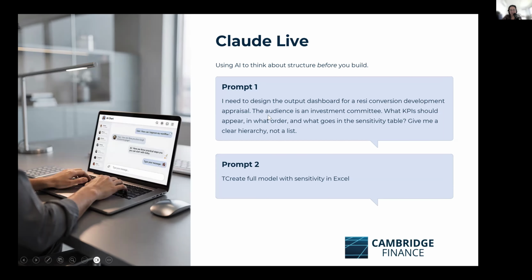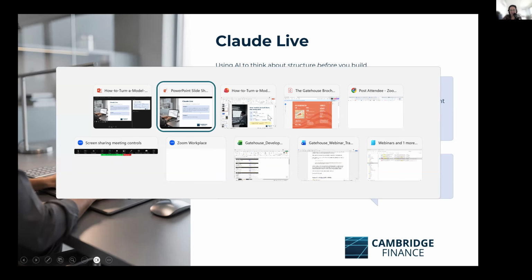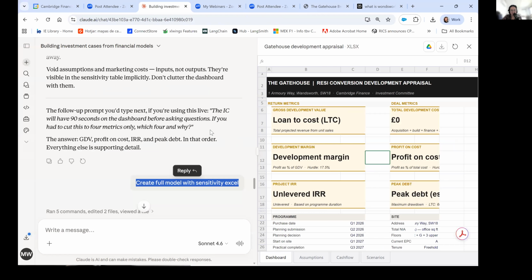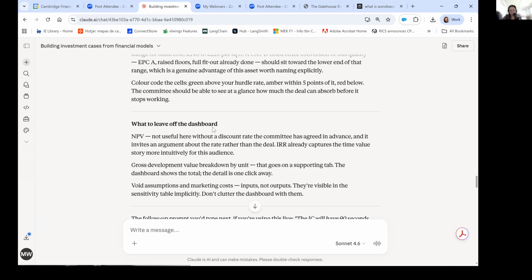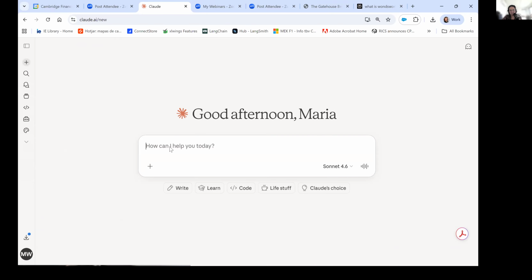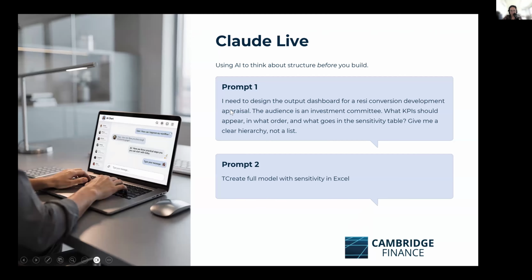If you don't mind telling me what kind of AI you are using in your day-to-day life, that'll be great. Okay, so I've done this already, so I'm going to close here. I'm going to start here with my investment case. So that prompt here, then we're going to copy and paste.